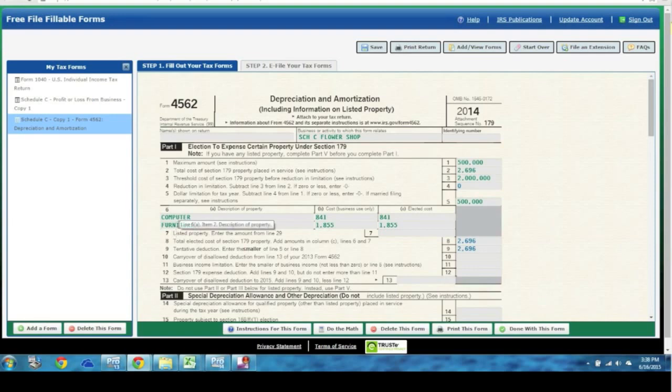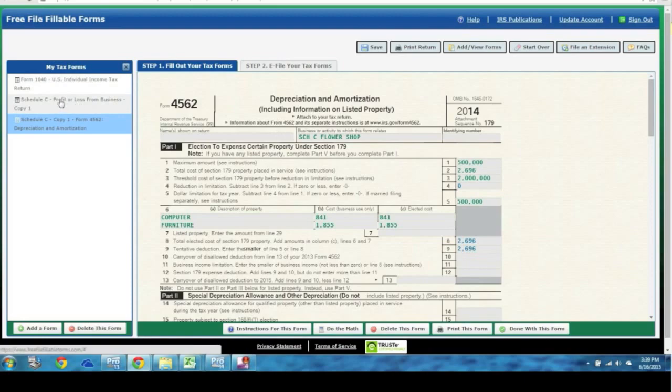Leasehold improvements, if they're qualified, are 15 years. So those are just a few examples. But computers and furniture, you can always write these off if the 179 is in existence for the year, and it is for 2014. So he's writing off 841 plus 1855. If he has income of 0, he doesn't get to write this off. It has to carry forward to the following year, but he definitely has income more than this, so he gets to write off the full amount.